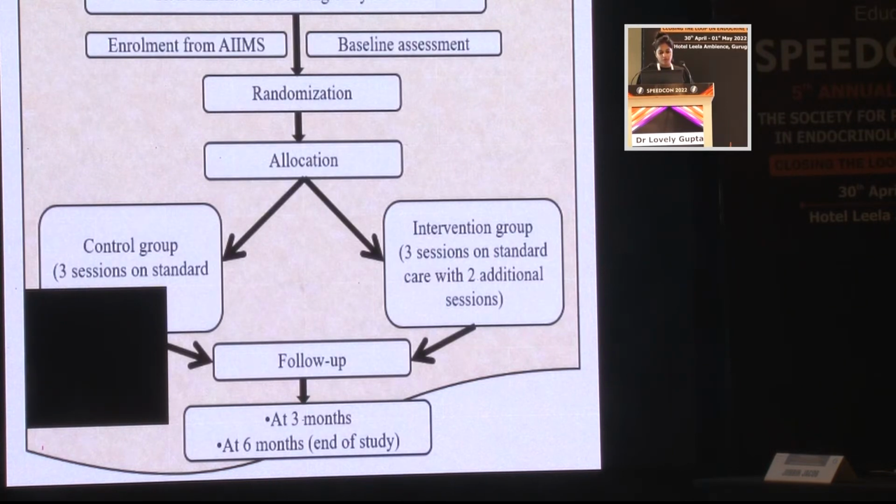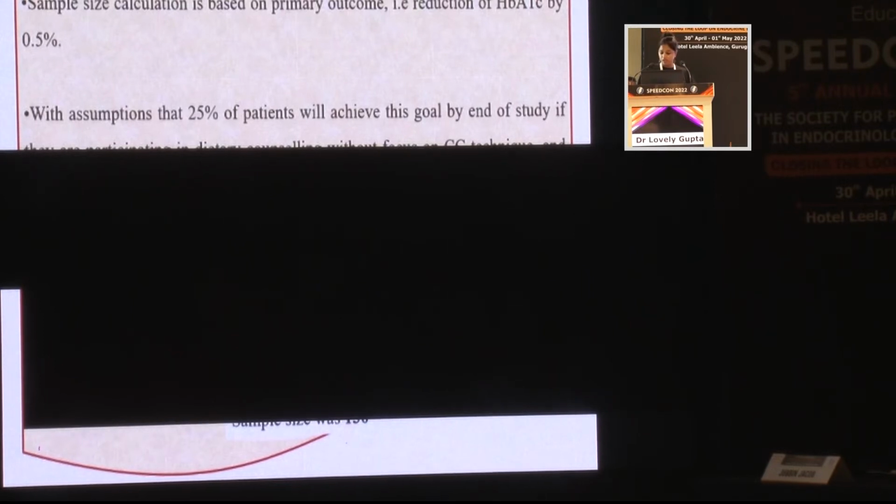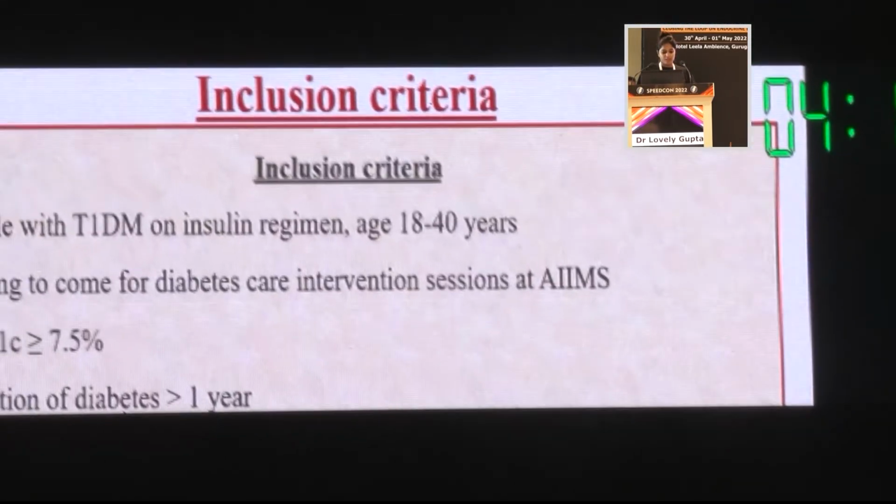So this is the methodology. Recruitment was based on eligibility criteria, which will come in following slides. Enrollment was done from AIIMS, New Delhi. Patients were randomized and allocated into control arm and intervention arm. 3 sessions were given on standard care and 3 sessions on standard care plus additional sessions on carbohydrate counting. This was a randomized controlled trial, followed up after 3 months and at the end of study, which was 6 months. Sample size came out to be 130.